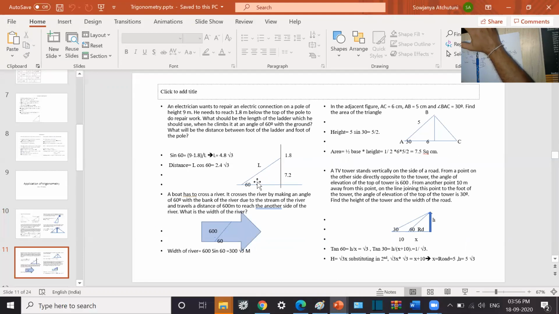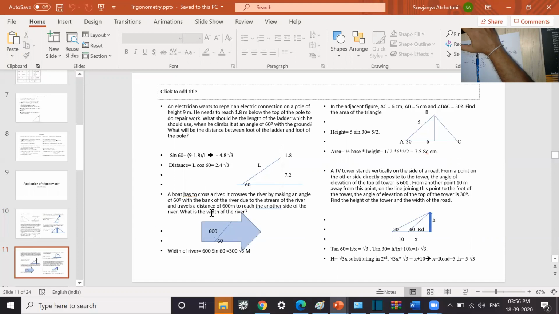What is the side? Again, cos 60 is equal to side by length. L cos 60 is the side. So when cos 60 is half, when I do half of this, 2.4 root 3 is this point.